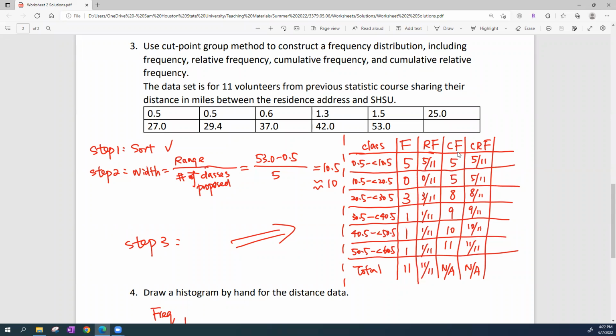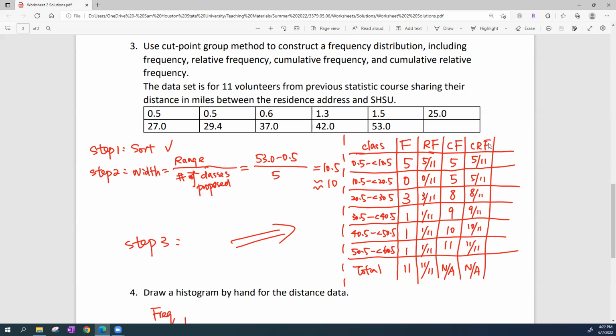And then cumulative frequency is the count up to this level. So for the first class, 5. Up to the first 2 classes, 5 plus 0, which is 5. Up to the first 3 classes, 5 plus 0 plus 3, so that we get 8. And then up to the 4th, 9; up to the 5th, 10; up to the 6th class, 11. Note that for cumulative frequency, the last number is going to be the total count, because that's everything, so 11.